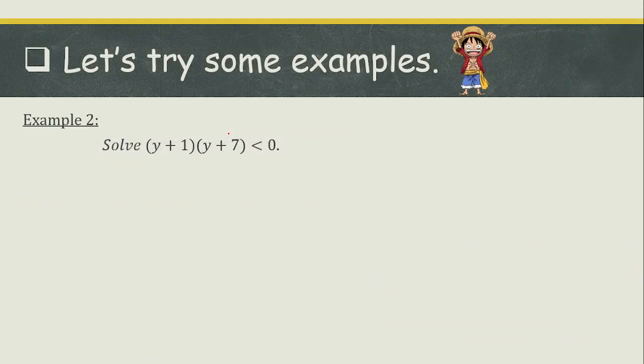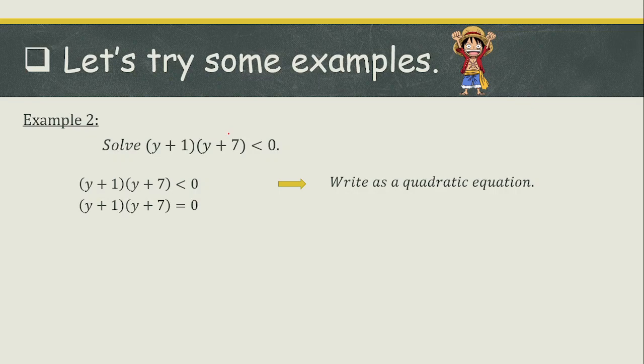Example number 2. So for example number 2 class, yung ginawa ko dito sa example is yung given na quadratic inequality, kung napansin nyo, yung nasa left side is naka-factor out na. So may mga steps kayo na hindi na kailangan i-perform kasi na-factor out na siya. So yung given, solve y plus 1 times y plus 7 is less than 0. So yung gagawin nyo lang dyan, class, is to copy the problem. Then apply nyo si step 1. Gawin natin siyang quadratic equation. So magiging y plus 1 times y plus 7 is equal to 0.